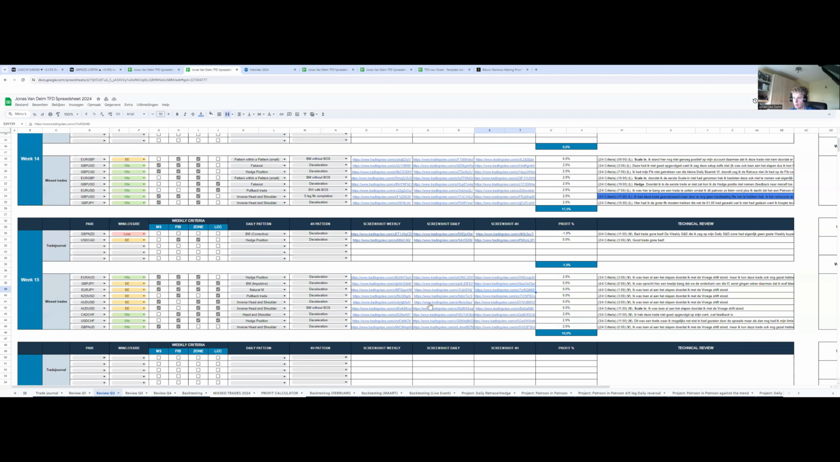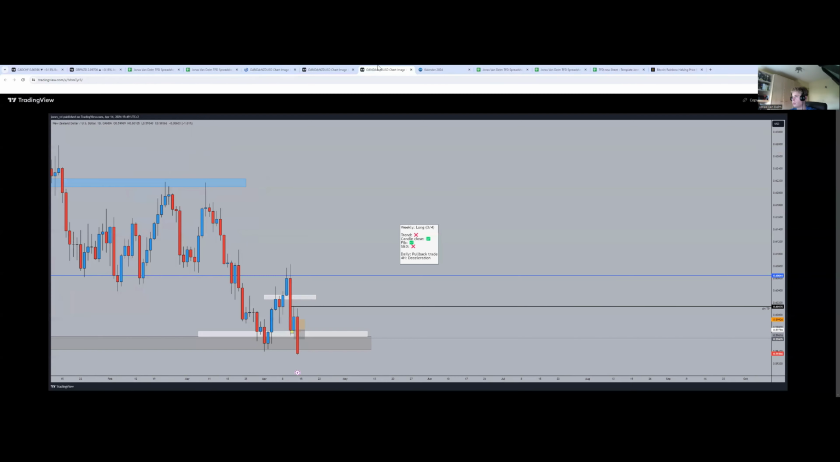Then we have NZD USD, the daily, weekly, and 4 hours. So we start as usual on a daily. And what I saw here was a pullback trade. We were trading here in a bullish trend, first leg, second leg, third leg. We already made a bullish M, so we could expect to come back to this IC, and we went immediately to the downside. So this is a first time break.